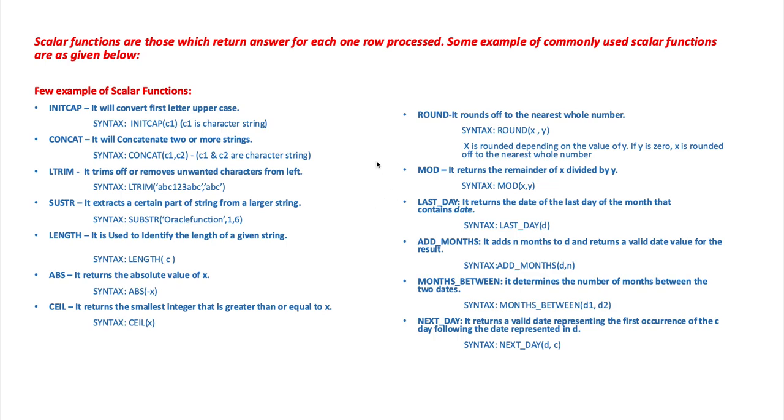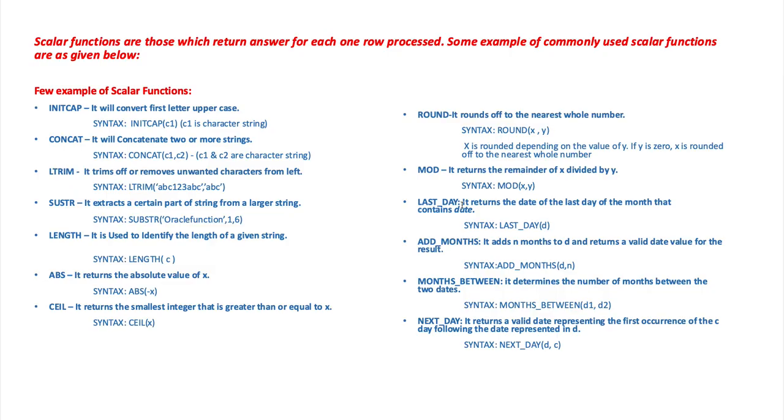Next one is the ROUND function. It rounds to the nearest whole number. Syntax is given here: ROUND(x, y), where x is rounded depending on the value of y. If y is 0, x is rounded to the nearest whole number. Next one is the MOD function. It returns the remainder of x divided by y. Syntax is given here: MOD(x, y).